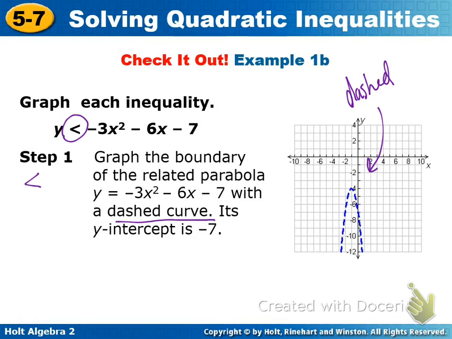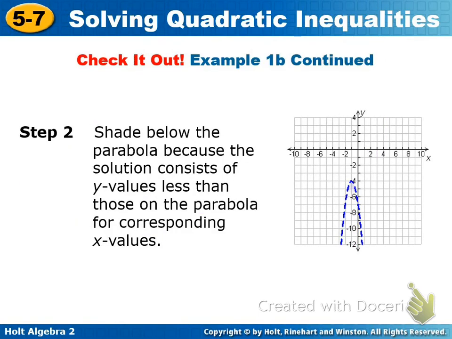Now, our next step then is the shading. So again, we look at that. So let's write here, this is dashed. Now we're going to look at it again for our shading. It is less than. Less than, remember, we shade below. So if I'm looking at my parabola and I shade below the boundary parabola, that means I will end up shading under it. So I would shade in there. So that would look like this right here. So here's the shading below.